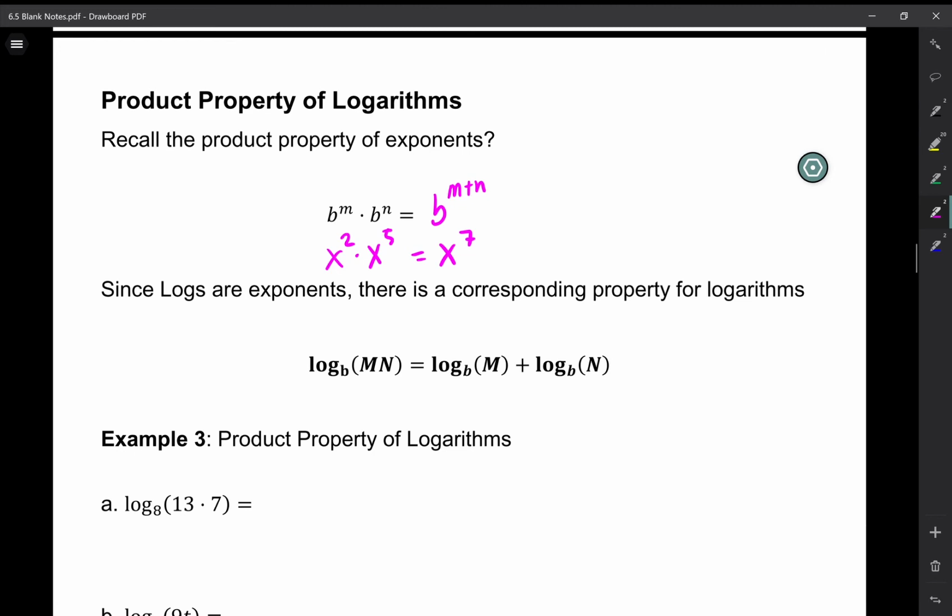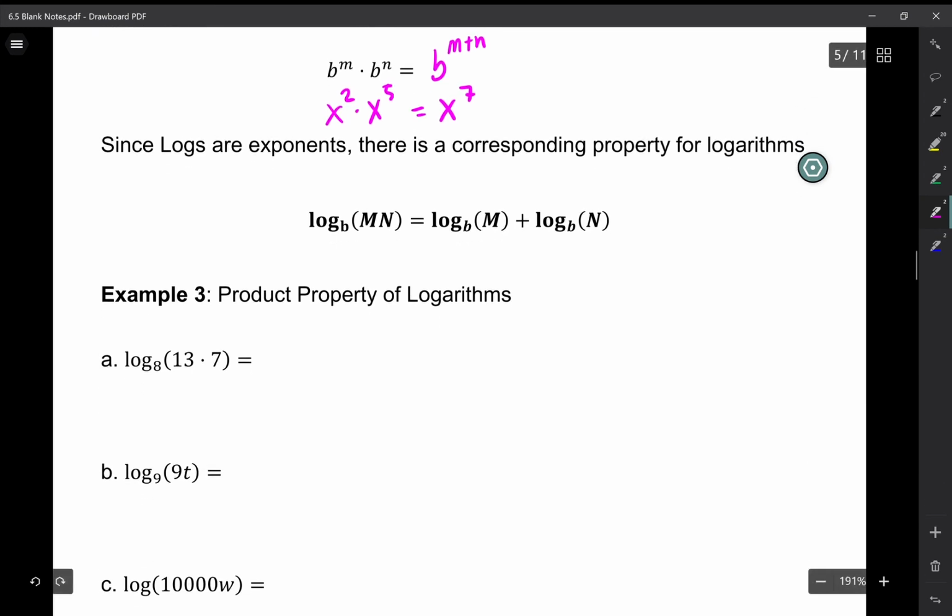Since logarithms are just exponents, there is a corresponding property for logarithms. The log base b of m times n equals log base b of m plus log base b of n. And if you look at the exponents in our exponent property, that's really what we're talking about. Let's use this property to expand logarithms. We're going to use this property to expand one log into multiple logs.